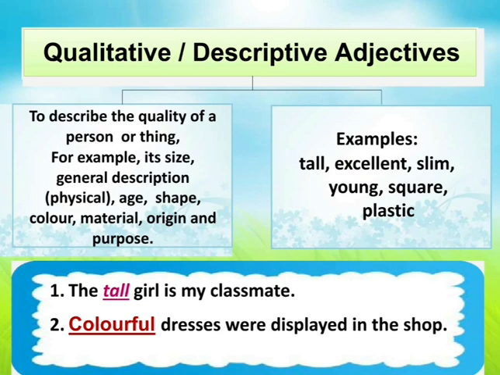Why? Because it is telling what kind of girl we are talking about. We are talking about a tall girl. Here it is telling the quality of the girl, that she is tall. So tall is a qualitative adjective. Next, colorful dresses were displayed in the shop. Again, colorful is a qualitative adjective. Why? Because here colorful is telling the quality of the dresses.